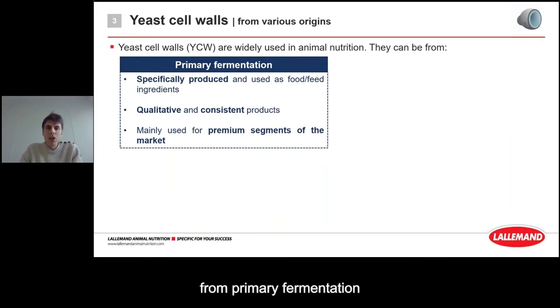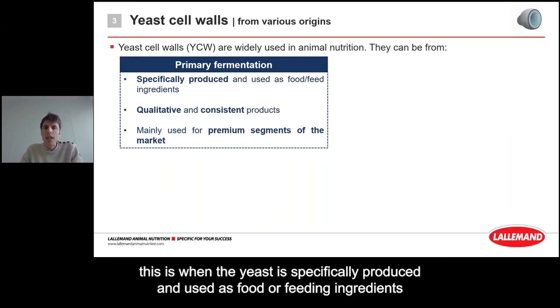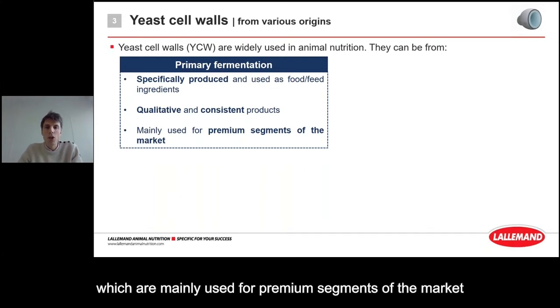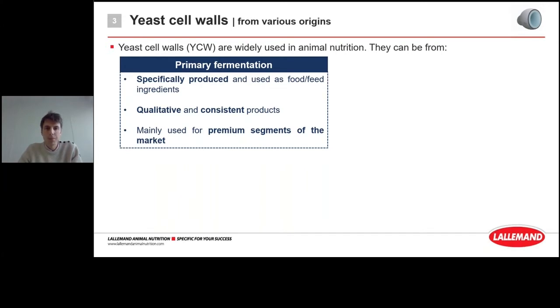From primary fermentation, this is when the yeast is specifically produced and used as food or feed ingredients, and it concerns qualitative and consistent products which are mainly used for the premium segment of the market.